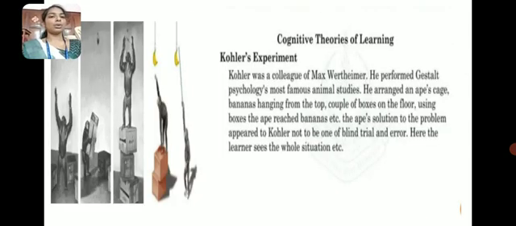Now, Wolfgang Kohler and Kohler's experiment. He was a colleague of Max Wertheimer, and he did an activity with an ape. He arranged an ape's cage with bananas hanging from the top and a couple of boxes on the floor. Using the boxes, the ape reached the bananas. This is the theory of Kohler.